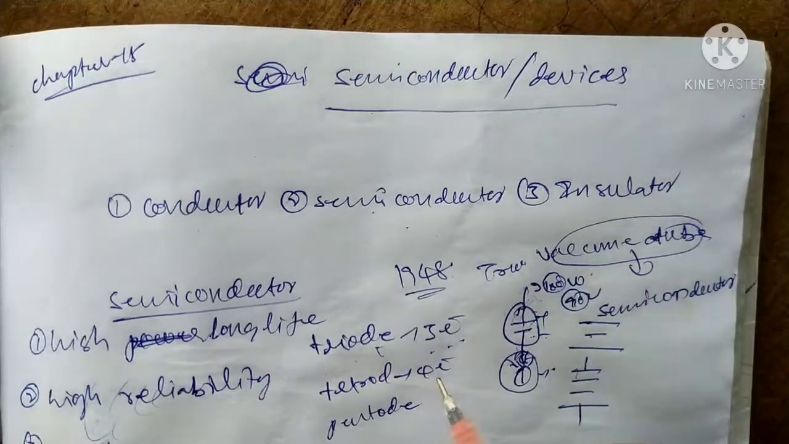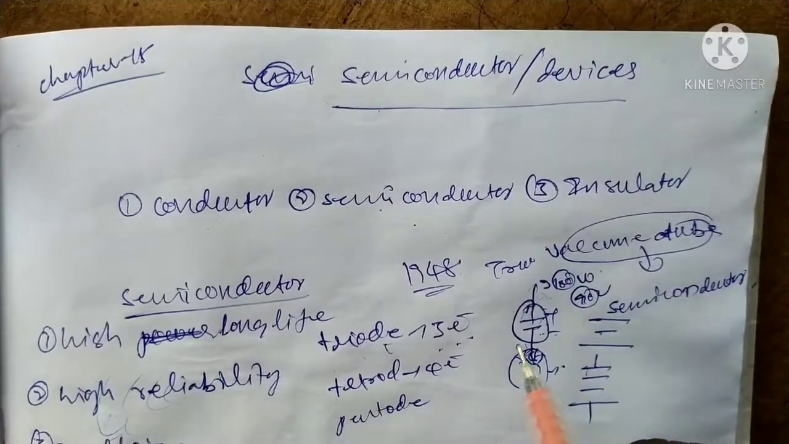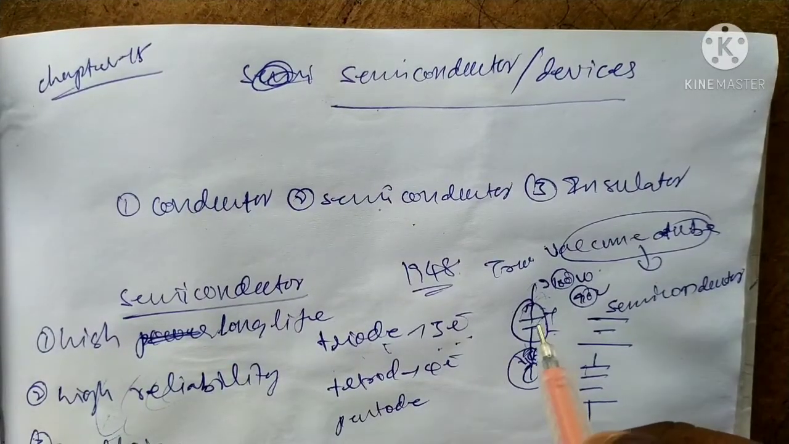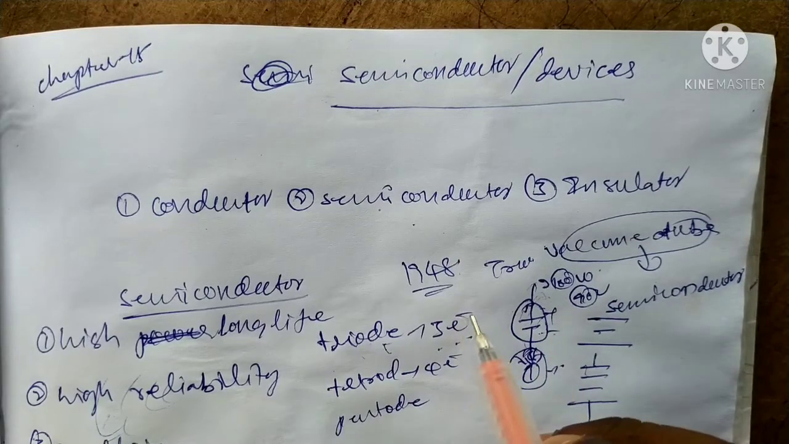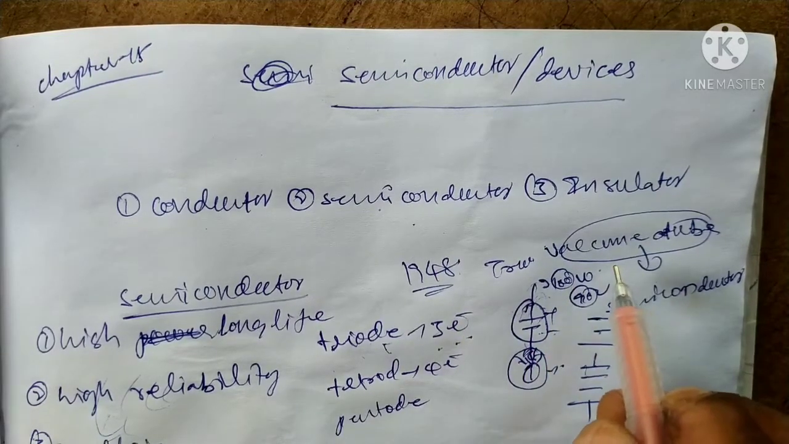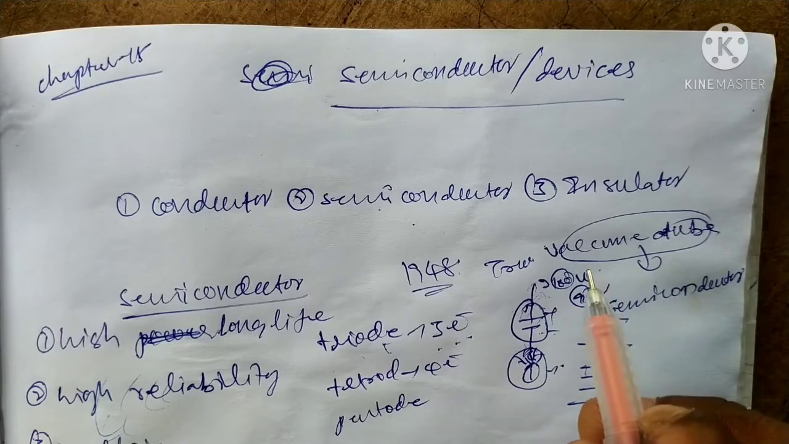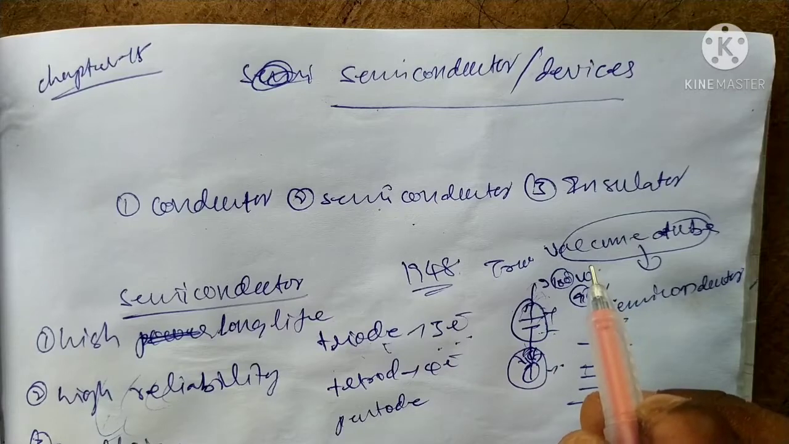Why are we using semiconductors? To replace the vacuum tubes. Vacuum tubes have some disadvantages: a short life, and failures. They have a short life; after 1 year or 2 years, they can be damaged. They also have low reliability, and the configuration is very low.